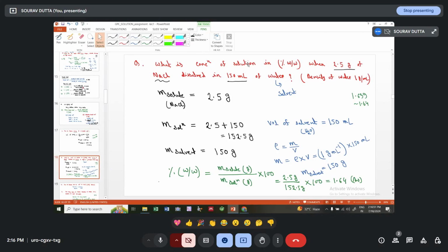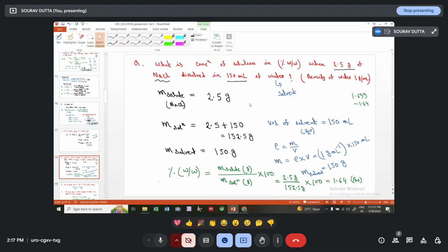Okay. The next part, what is the concentration of the solution of percentage W by W when 2.5 gram NaCl is dissolved in 150 ml of water, density of the water 1 gram per ml. Okay, so here water is your solvent, your mass of the solute, that is sodium chloride, is 2.5. So what is the mass of the solution, how can we calculate it? Because we have to calculate percentage W by W, that means mass of the solute divided by mass of the solution. So mass of the solution we have to calculate at first.